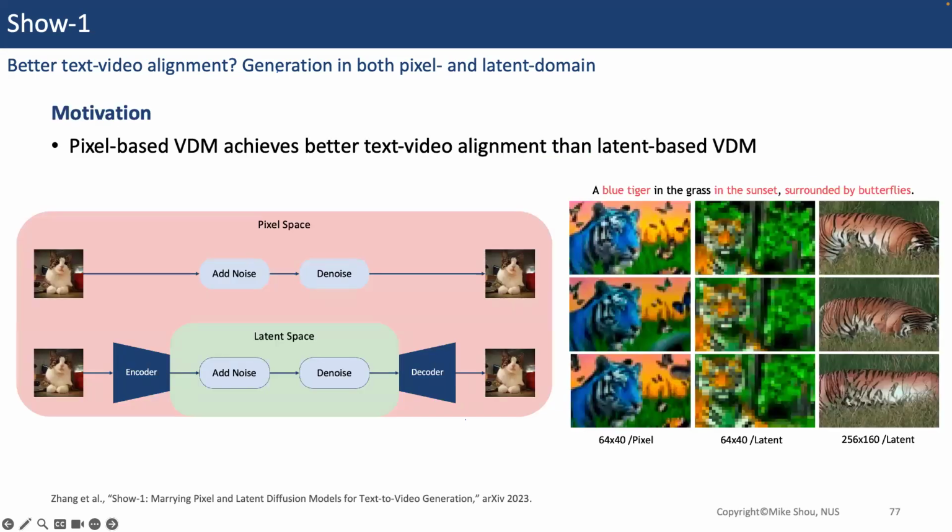So the idea is that we examine why models like ModelScope struggle to generate content that precisely aligns with the text. While models like Imagen Video can generate very accurate content, the key difference, I think, is whether the diffusion model operates in the pixel space or in the latent space. We found that in the pixel space, the model interacts directly with the image pixels, which allows better control over the generated content.